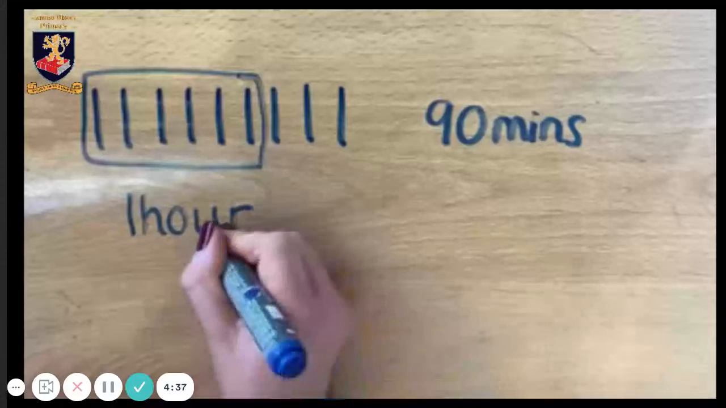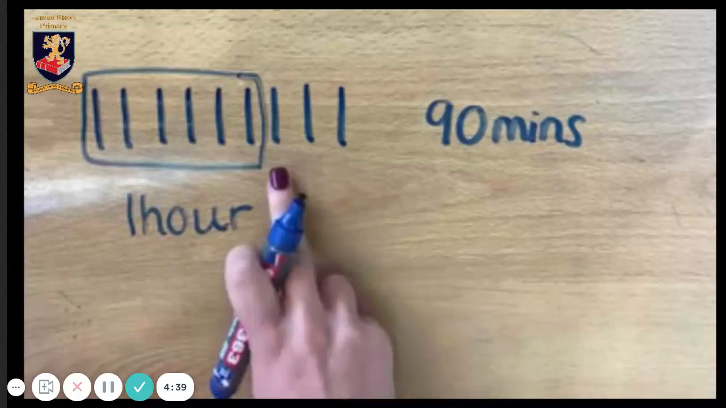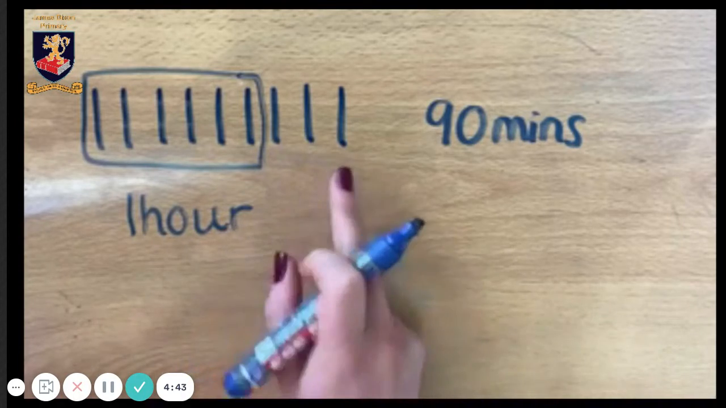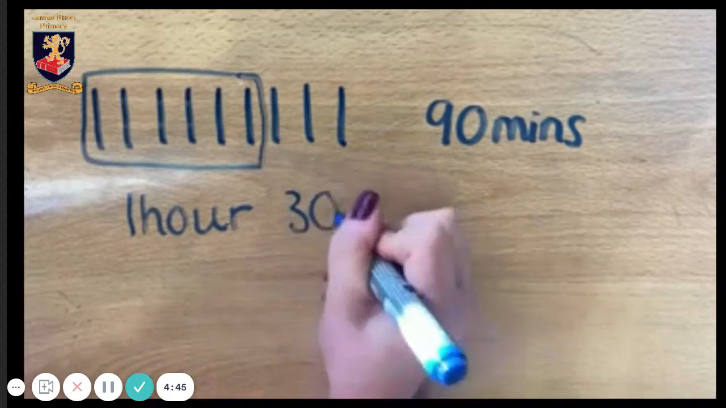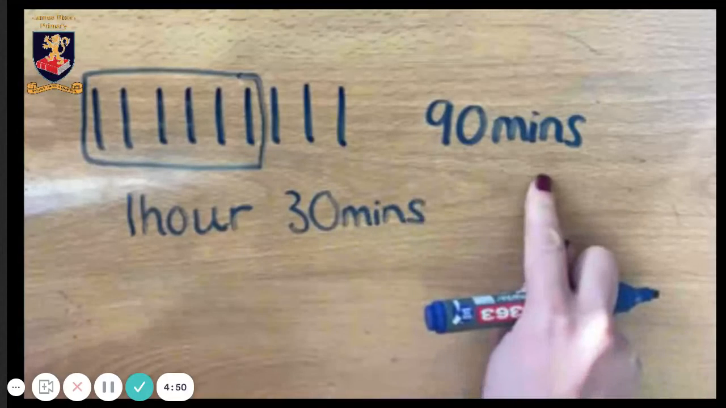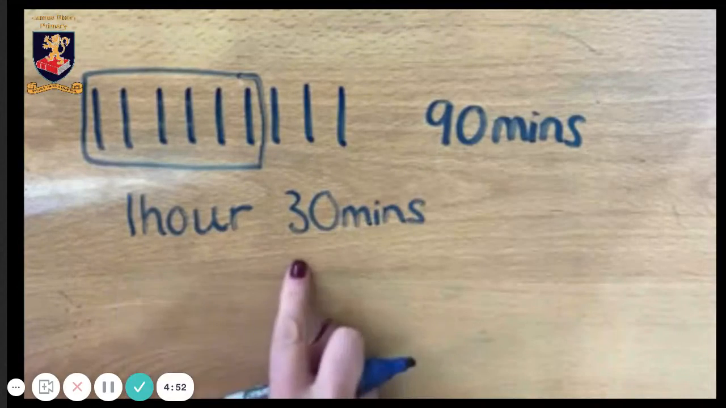And then I can count in my tens to see how many more minutes I have. 10, 20, 30. 30 minutes. 90 minutes is equal to 1 hour and 30 minutes.